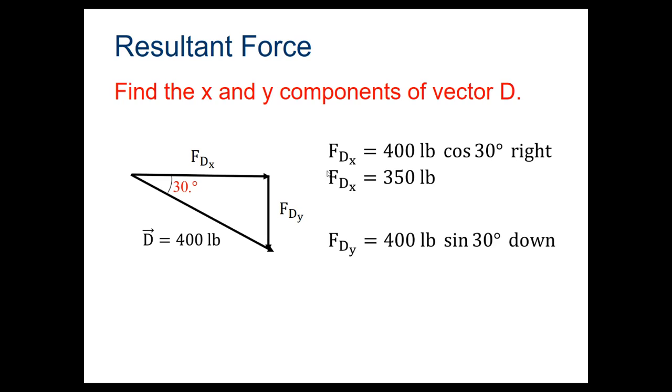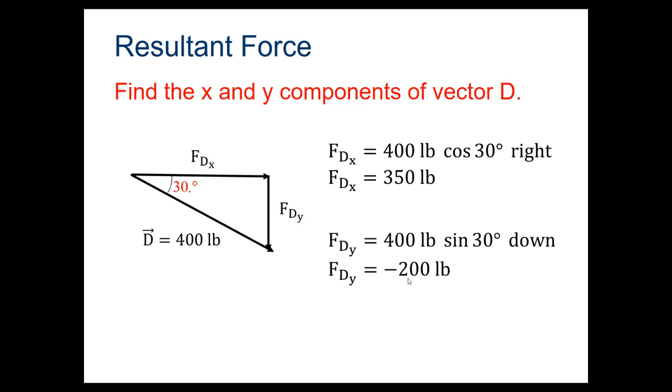All right, and then we want to do y. So y, again, is opposite sides. So we're going to use sine. And so we get 400 times sine of our angle. So it's times sine of 30. And sine of 30 turns out to be a half. So it's 200. And then we make it negative because it was down.